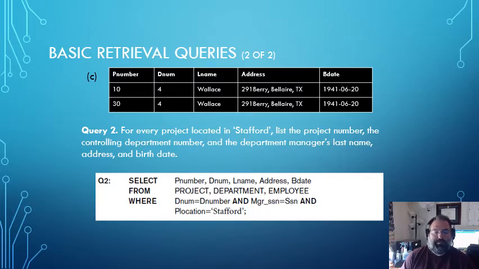But what this is basically saying is that you're joining across where dnum is equal to department number, and manager SSN is equal to SSN, and the location is equal to Stafford. So basically what you're doing here is for every project located in Stafford, list the project number, the controlling department number, and the department manager's last name, address, and date of birth. There is a little bit more of an eloquent way of explaining this in additional query constructs.